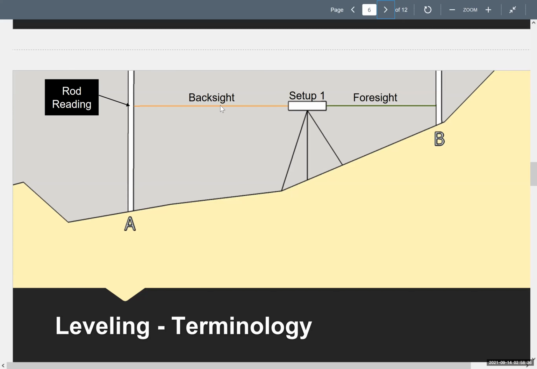And then I basically just spin the instrument. I have the level looking at A, and then I spin it to look at B, and I take another rod reading. Before we even move on to the next slide, you can kind of see what's going on. The rod reading at A is a larger value because A is lower. The rod reading at B is smaller because B is higher. And notice when you shoot A, it's called a back sight. And when you shoot B, it's the foresight because that's where you're going to. Okay, so let's go one more slide.